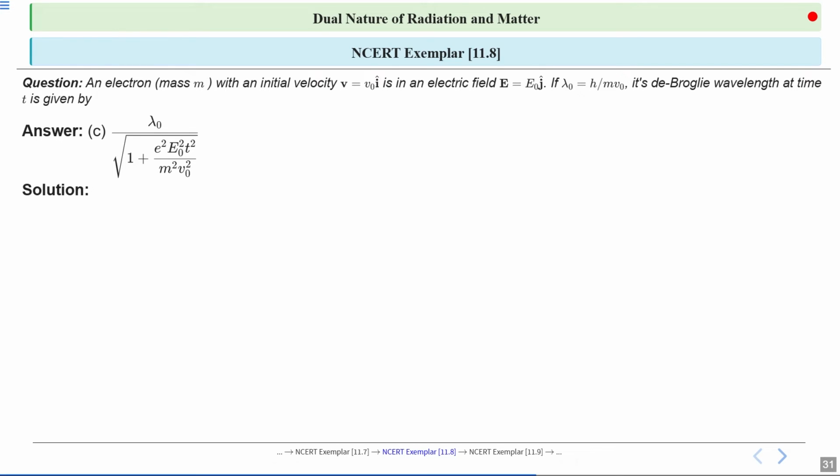Lambda naught upon root of 1 plus e square E naught square t square upon m square v naught square.